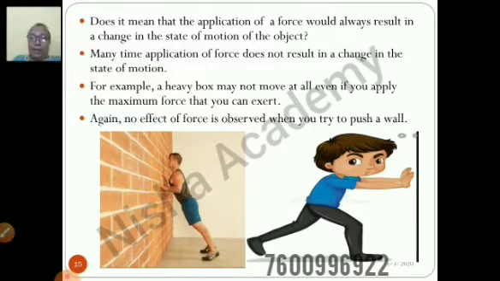This is a question that will be answered in the 9th standard. It seems that whatever energy you are exerting is wasted, but it is not going to waste. We'll answer it in the 9th standard. So sometimes it happens that when you apply force, it does not result in a change of motion. Let us study more about force.